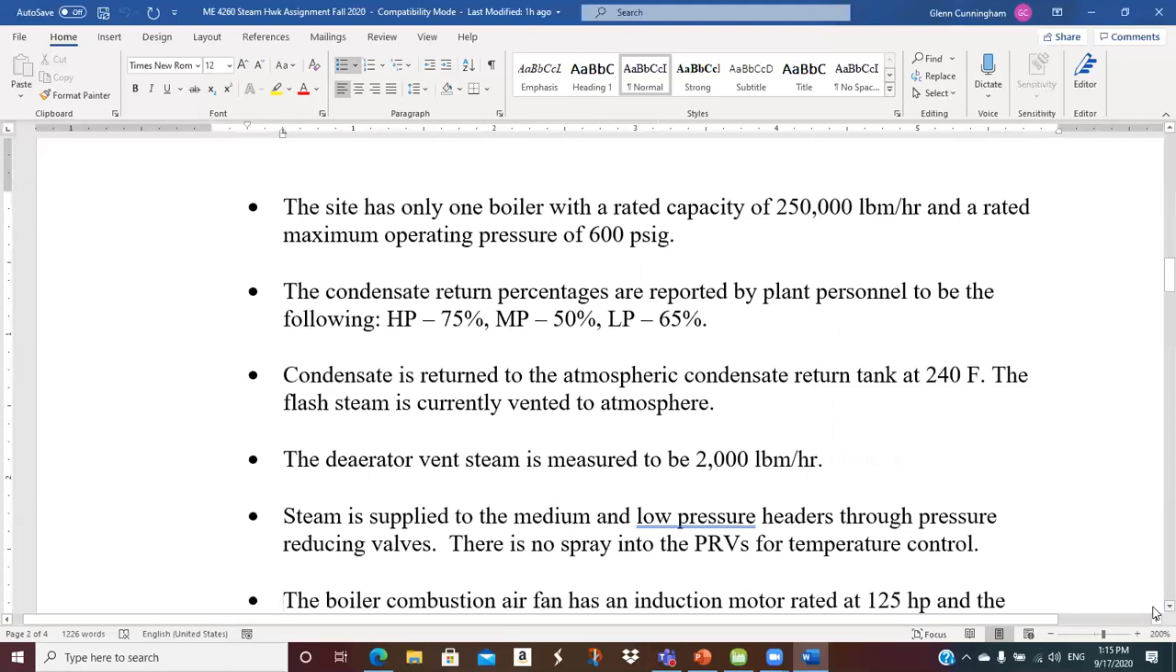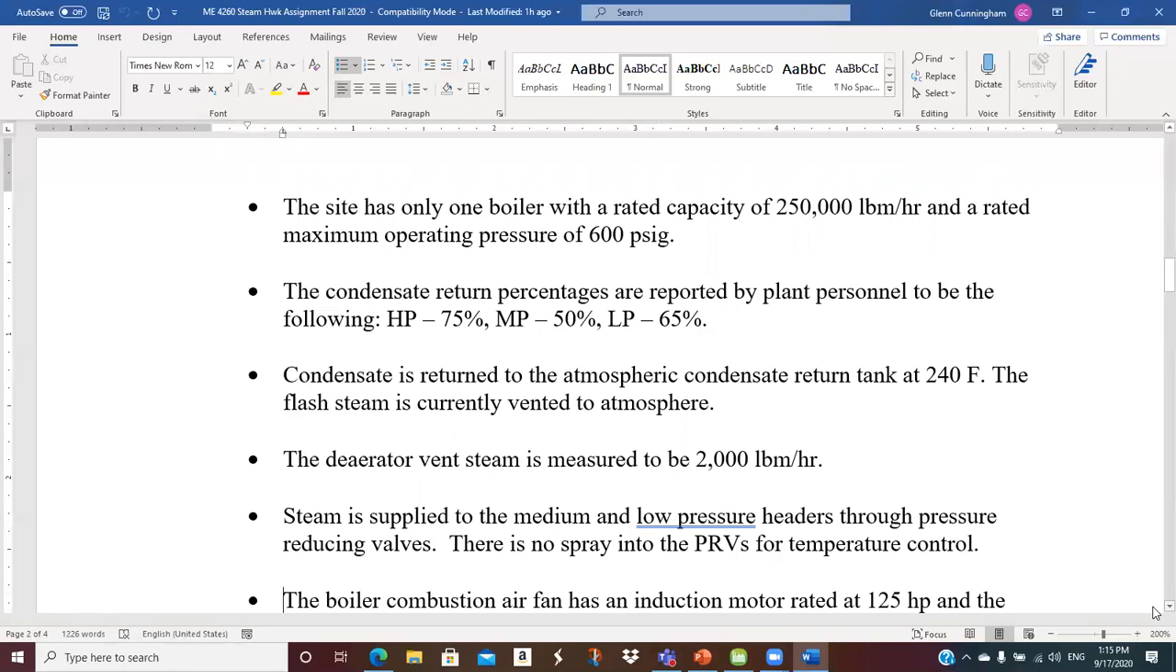The site has only one boiler with a rated capacity of 250,000 pounds an hour and a rated maximum operating pressure of 600. But we're only operating at 400, though the boiler could operate at 600. Condensate return percentages are reported by plant personnel to be the following. The high pressure steam, 75% of the condensate comes back. Medium pressure, 50%, and low pressure, 65%.